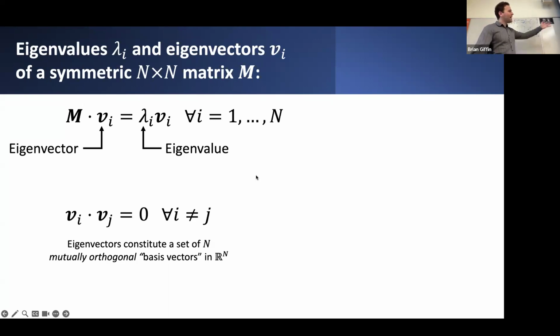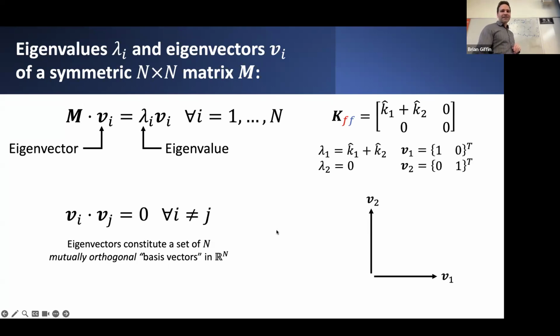Anyway, so these eigenvectors satisfy this property. They're mutually orthogonal. So they have some of these other nice features. And if we take a look at our representative stiffness matrix here, it's basically this 2 by 2 matrix. One of the eigenvectors of this matrix corresponds to just a vector that has entries 1 and 0. If you like, you can visualize this vector in a two-dimensional space as a vector that's just pointing in the x-coordinate direction, if you prefer. Anyway, so that's our first eigenvector.